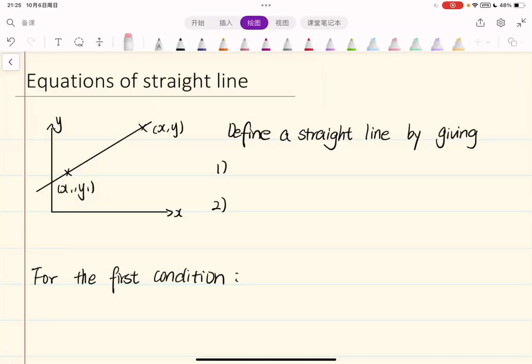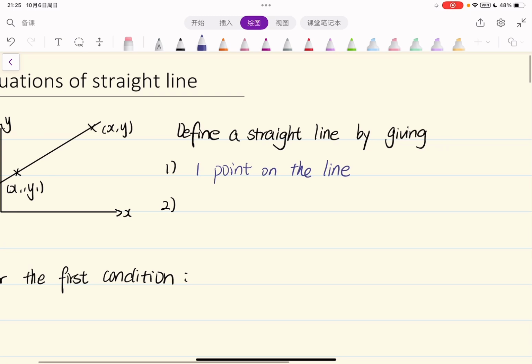Hello everyone, in this video we are going to talk about equations of straight line. To define a straight line, you have two methods. The first one is that you know one point on the line and the gradient of the line. The second method is that you know the coordinates of two different points on the line.